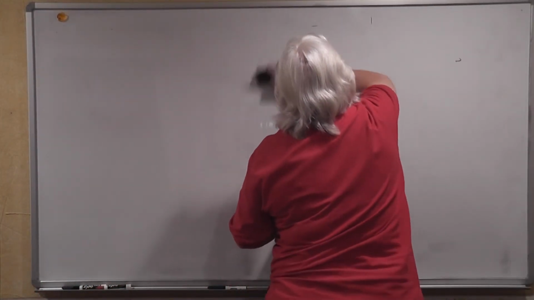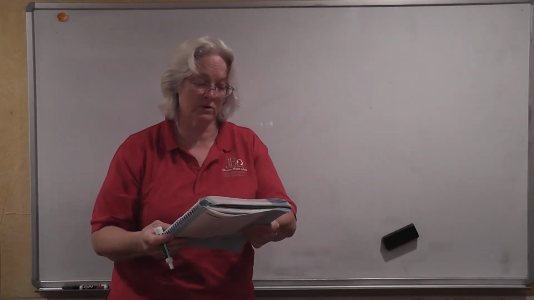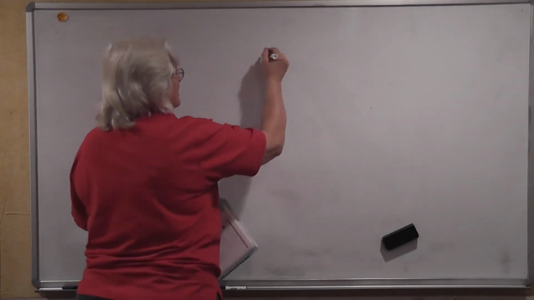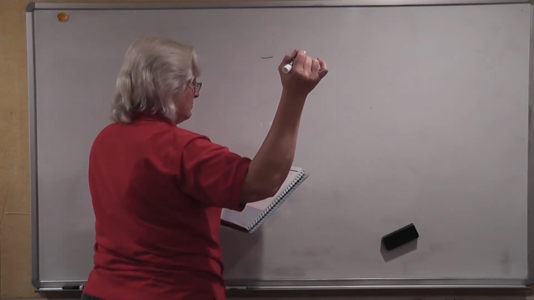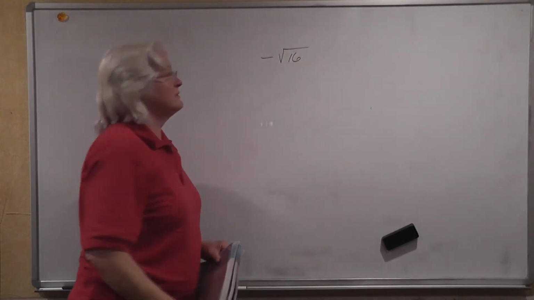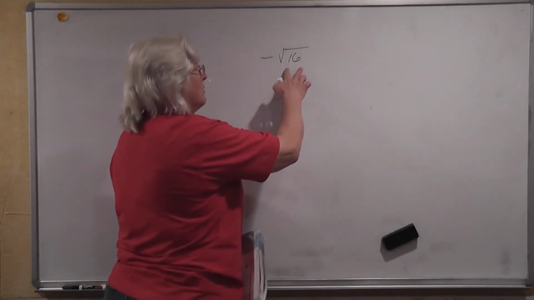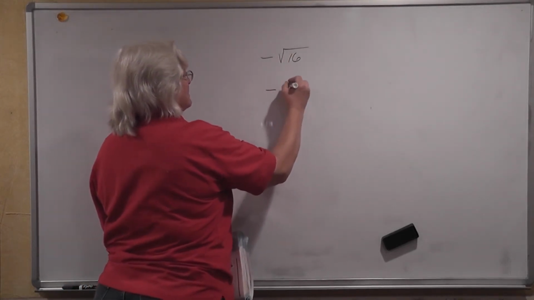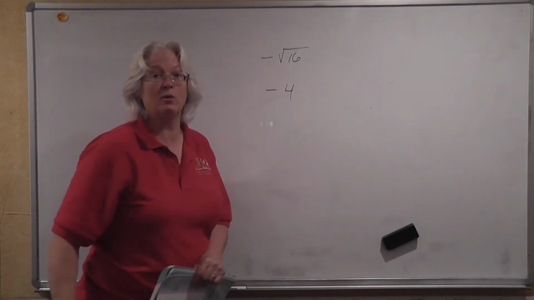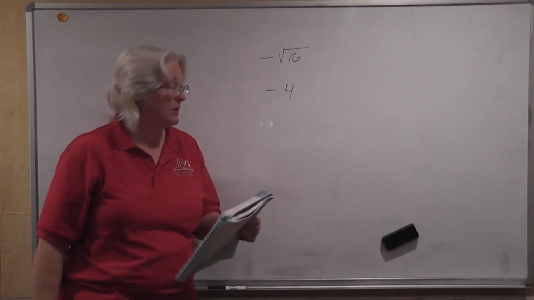And I think by now you should have a really good idea what's going on. Find each square root. This is problem number 6. The negative square root of 16, what number multiplied by itself gives you 16? It's 4. So the answer is simply a negative 4.